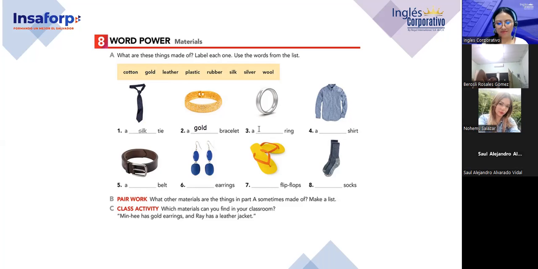It is silver. Okay, let's write silver. What do you think, class? Is this a silver ring or not? Yes, it is. It is, of course. In number four, what do you think, Rosalie? Number four, what's the material for number four?